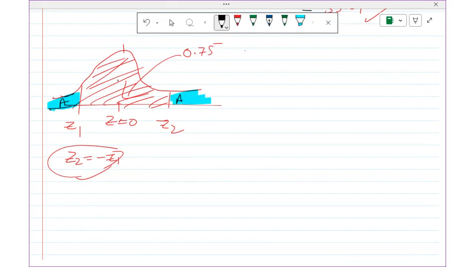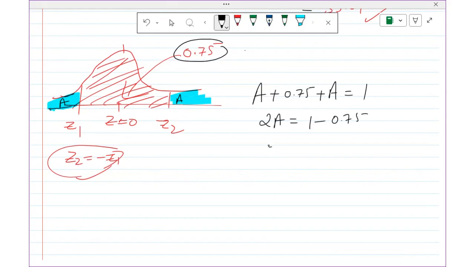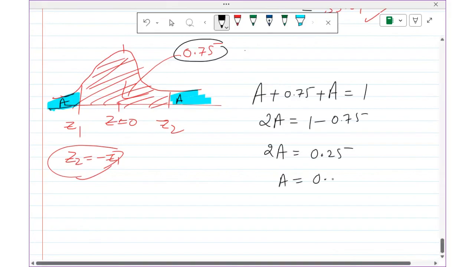Now students, let us say the area we want to find is B. Or rather, the area is given and we want to find the point. The central area is 0.75 and the total area is 1. It means A plus 0.75 plus A is equal to 1, because total area is 1. So 2A is equal to 1 minus 0.75, which means 2A is equal to 0.25, or A is equal to 0.125. Is this clear? So I have found the A.